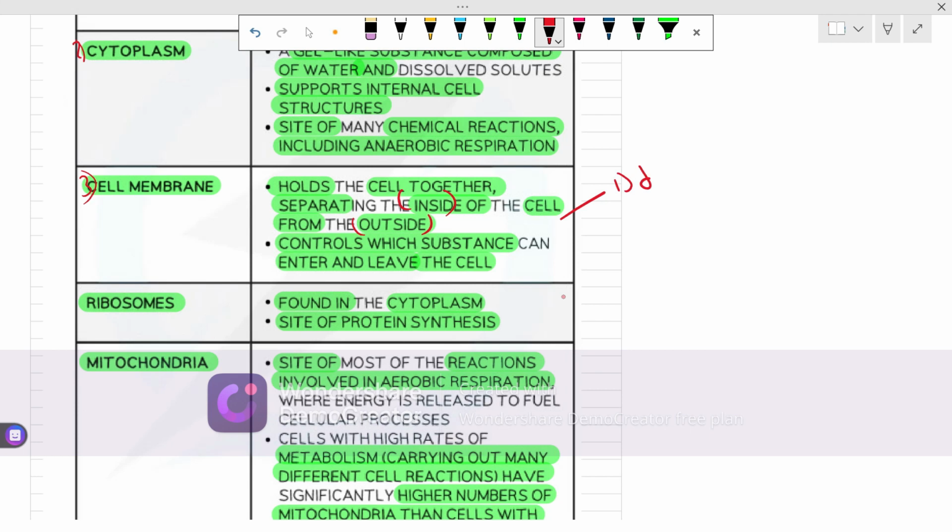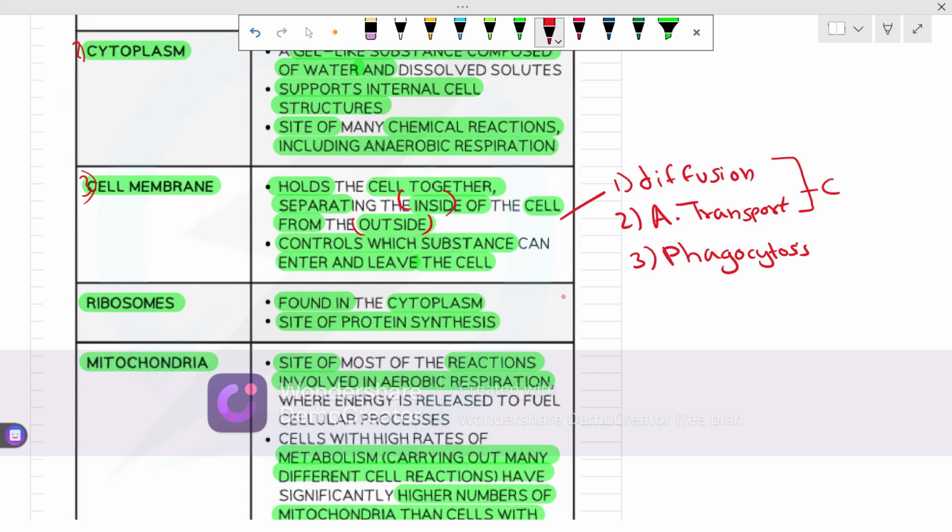The first one is diffusion. The second one is active transport. And the third one is phagocytosis. We'll learn about diffusion and active transport in chapter 3. And we'll learn about phagocytosis in chapter 9, circulatory system, in white blood cells. Phagocytes carry out phagocytosis.